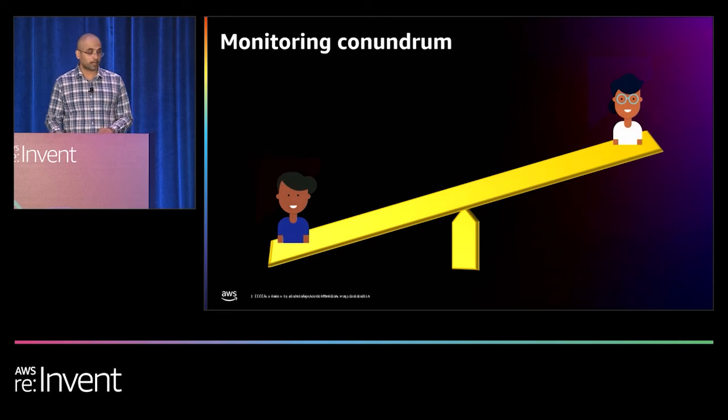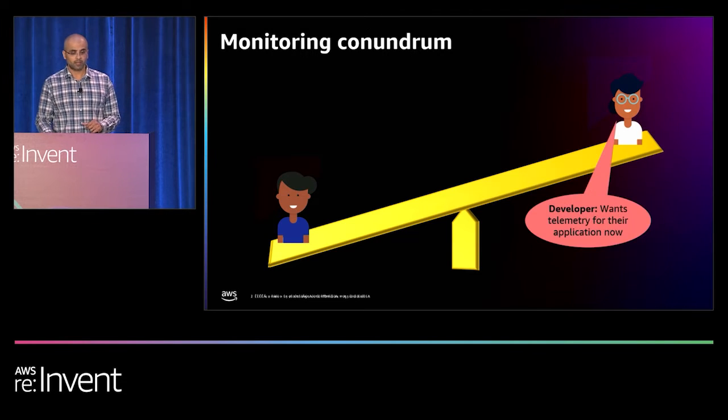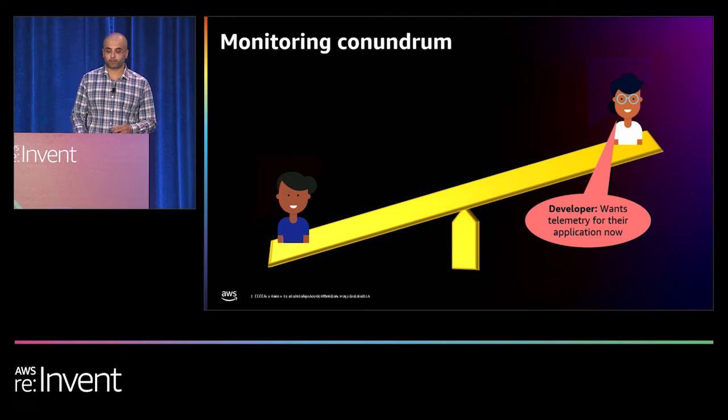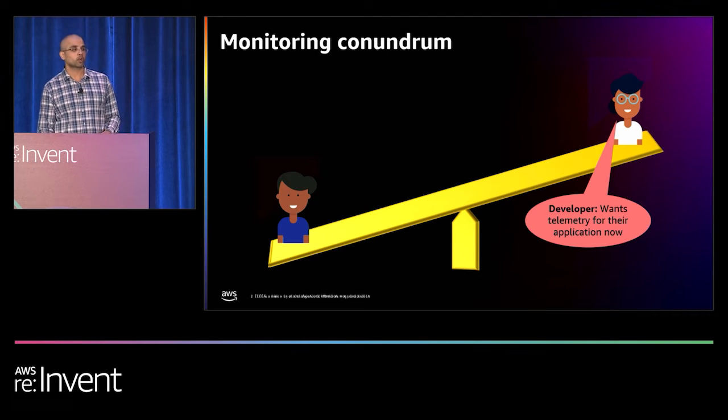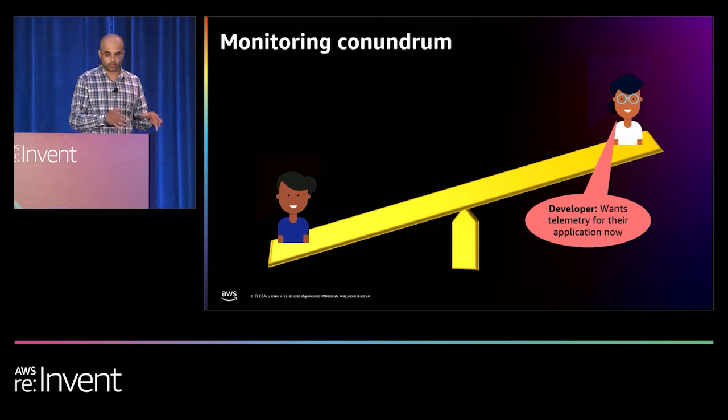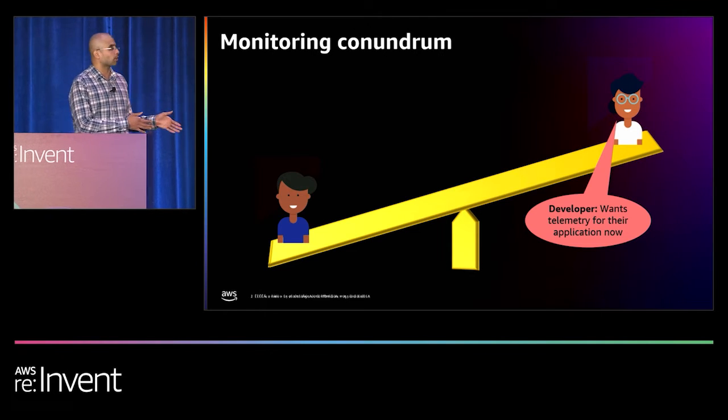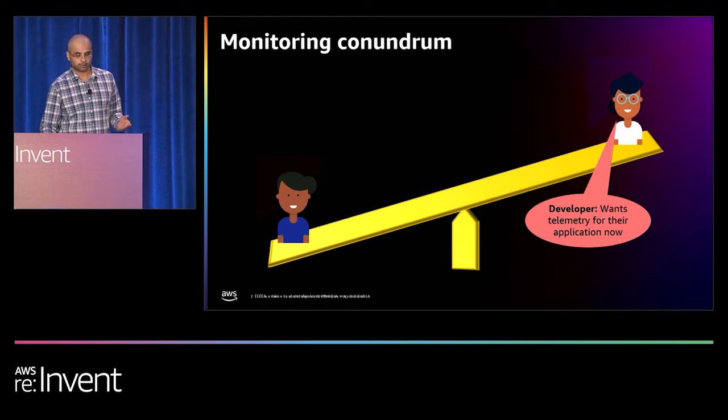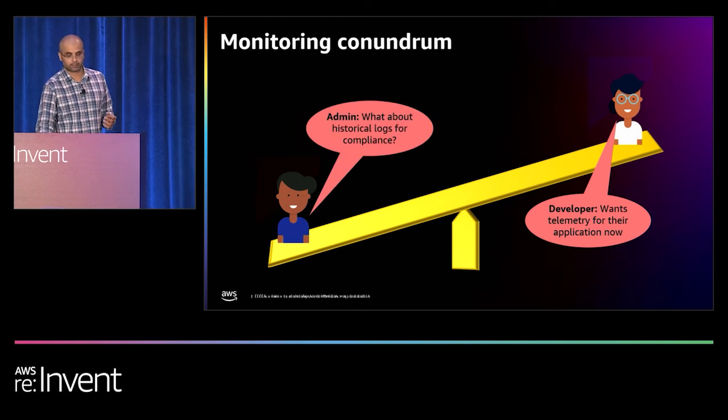Now, let's talk about giving the choice to the developer again. Developers would like detailed request-level telemetry for their applications to troubleshoot current issues. Key emphasis being current issues. They don't necessarily worry about the length of time that you store something for. On the other hand, admins worry about compliance. They would like historical logs.